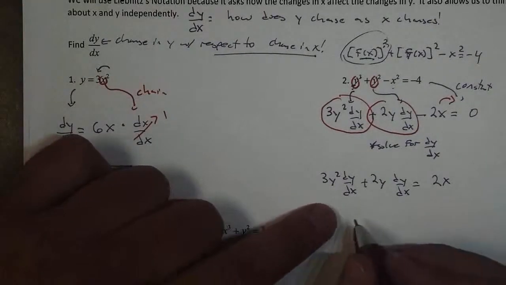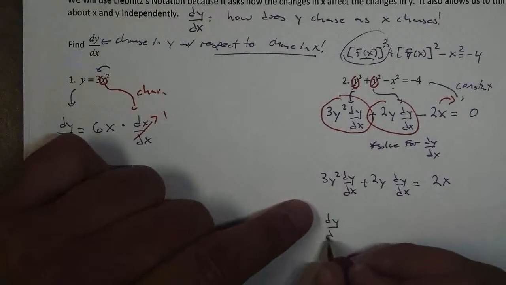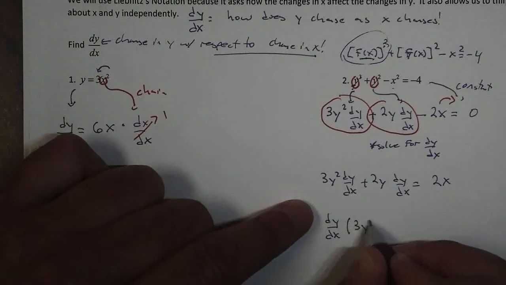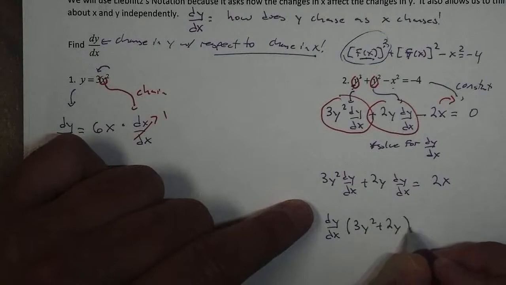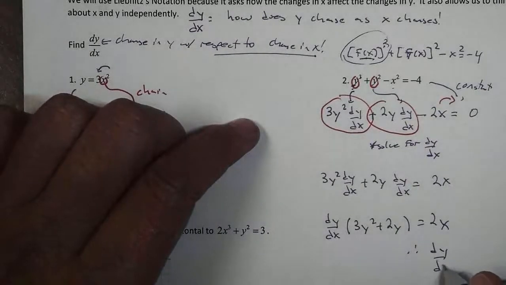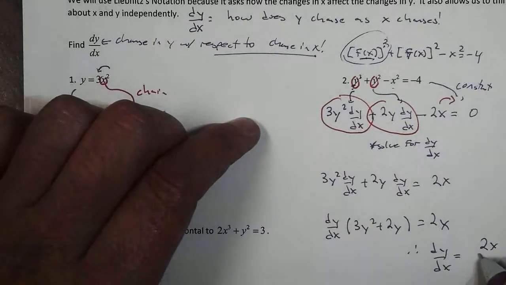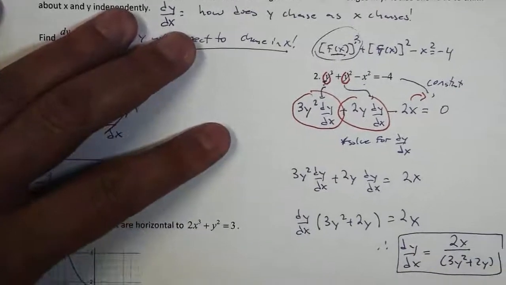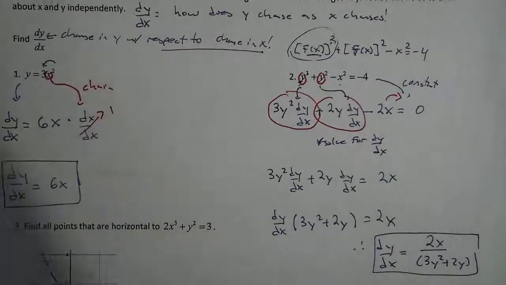Now, to solve for dy dx, I'm going to factor out my dy dx, and that's going to give me 3y squared plus 2y equals 2x, and therefore I can now solve dy dx, ran out of room, is 2x divided by 3y squared plus 2y. And there is our derivative right there.